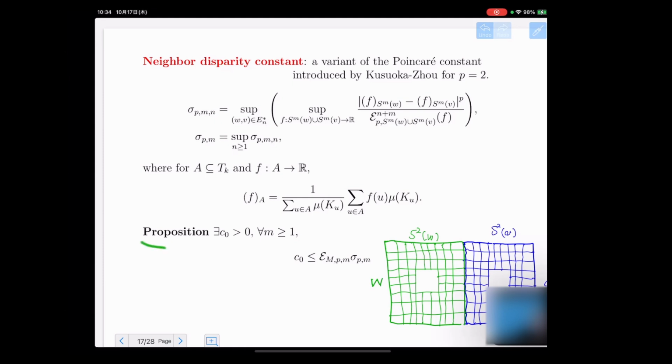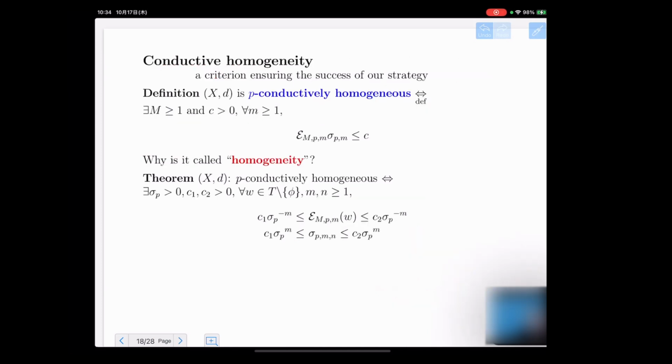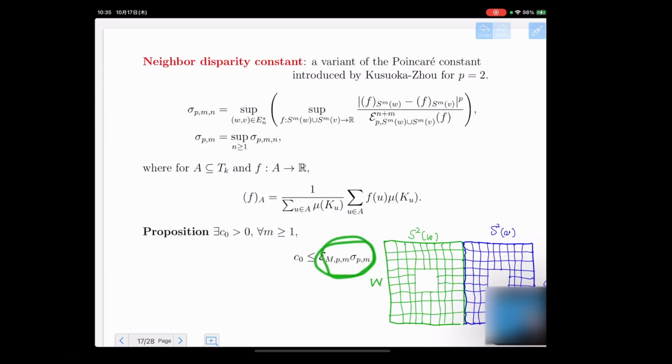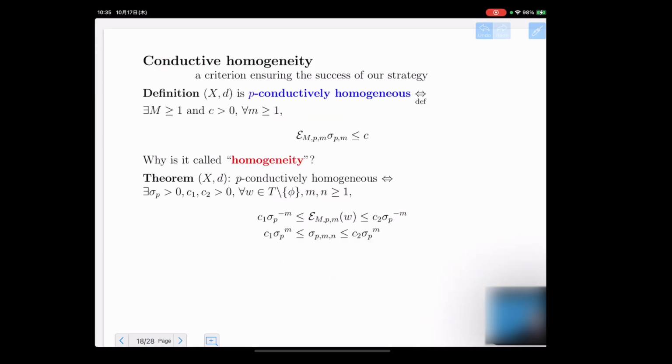And what we have for free is this relation between the conductance constant and the neighbor disparity constant. We always have some C_0 larger than 0, so this value is uniformly bounded from below. This always holds, so this is free. So the notion of conductive homogeneity, which ensures the success of our construction of the Sobolev space, is that, actually I say that this is free, and conductive homogeneity means the other direction is also true, okay?